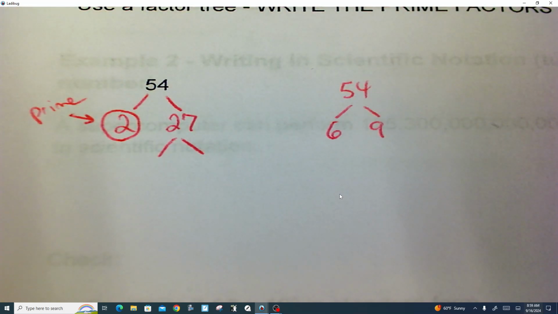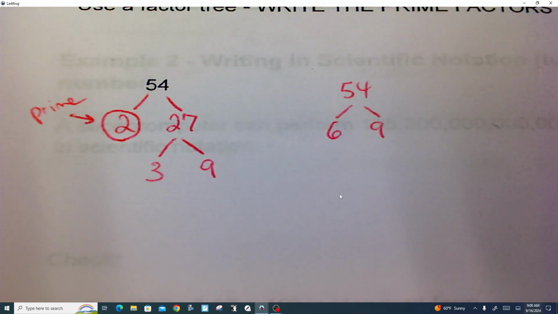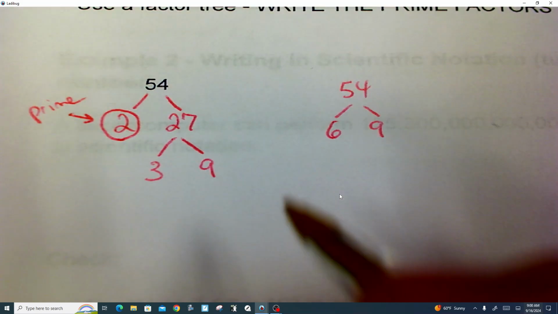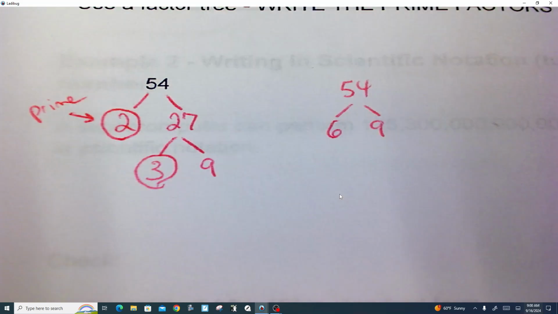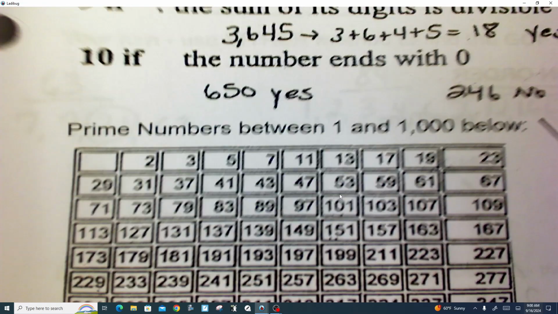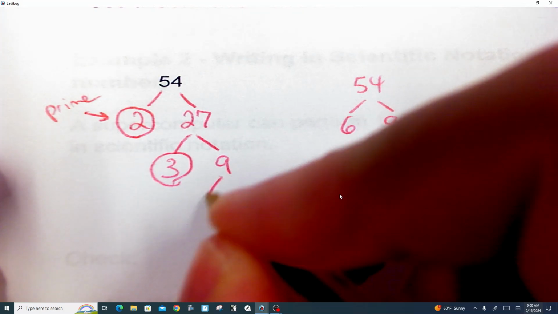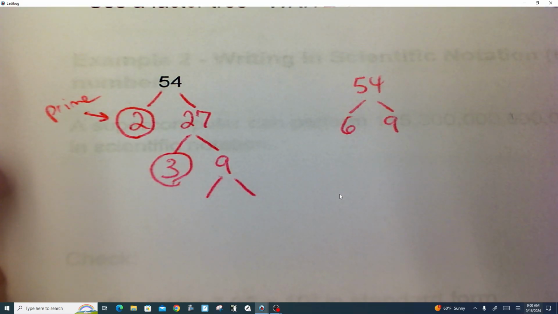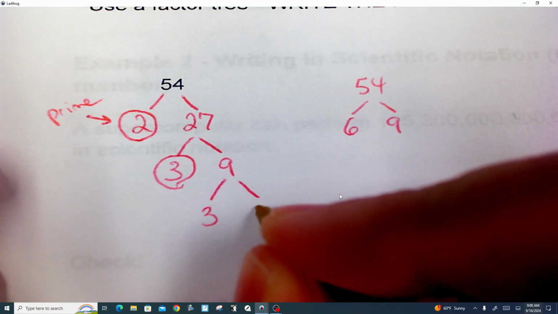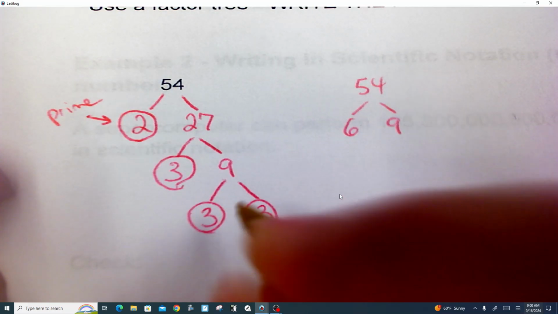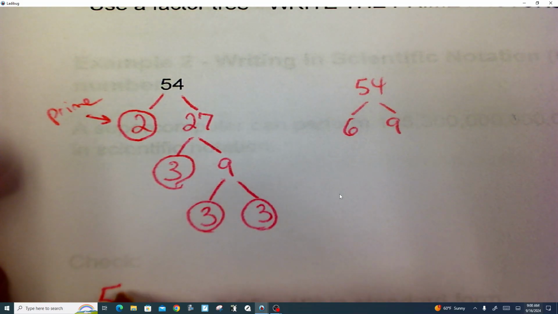So now we got to break this down, two numbers that we can multiply together to get 27. Wouldn't it be 3 times 9? Okay, well, what about 3? Is 3 prime? Yep, you can check your chart if you need it. You'll get used to it. What about 9? Is 9 prime? No. What can I multiply to get 9? 3 and what? 3.